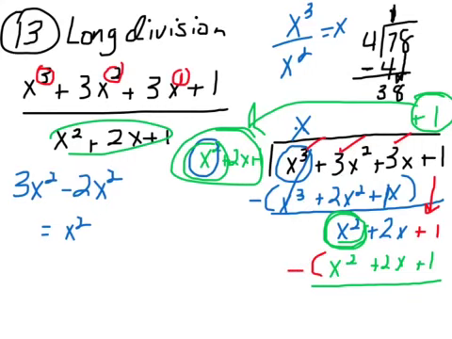I've got to subtract the whole thing. And it's a good thing, because look at those things. Aren't they equal? If you have something and you subtract the same exact thing, isn't everything going to cancel out? x squared minus x squared cancels out. 2x minus 2x cancels out. 1 minus 1 cancels out. Ooh, I have a remainder of 0. This thing went in evenly, didn't it?